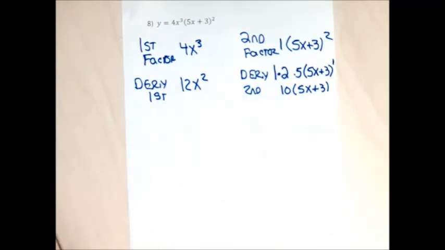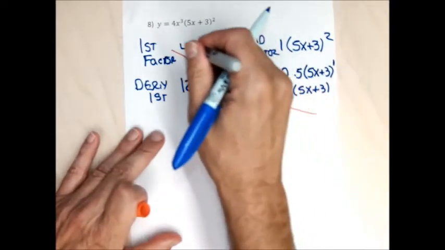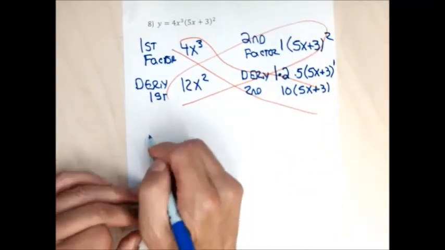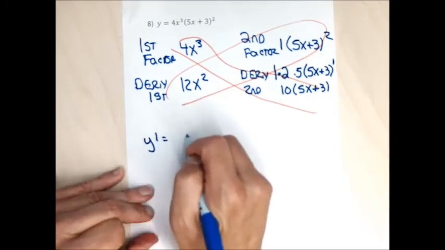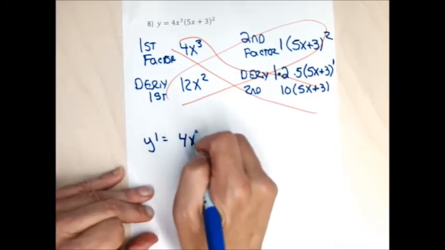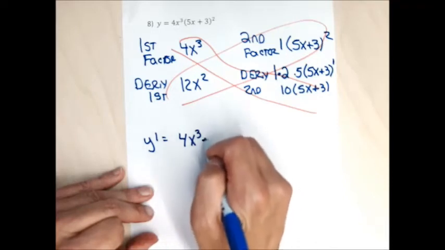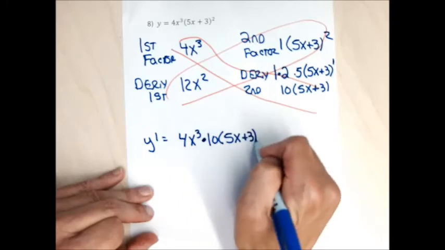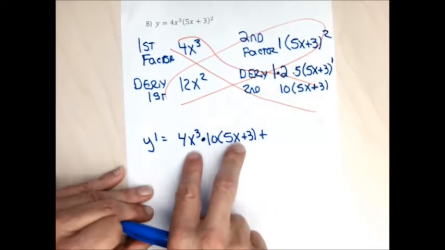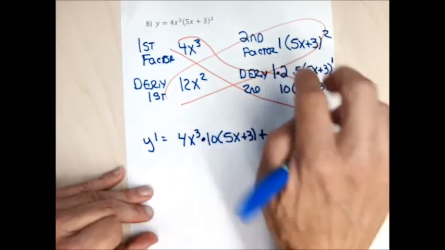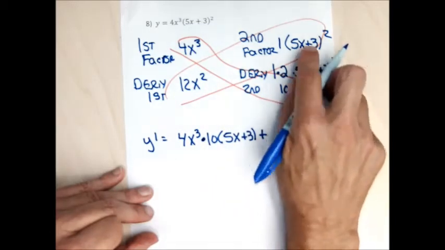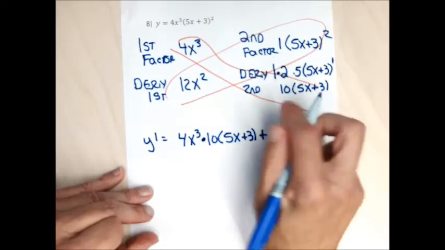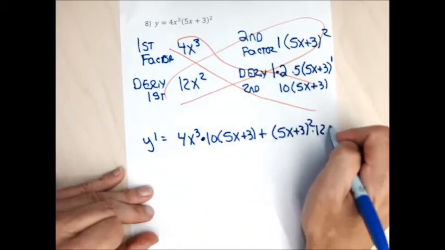So now I'm going to use the product rule. I'm going to multiply, put a plus sign between for my derivative. So y prime is first factor, 4x cubed, times derivative of the second factor, times 10 times 5x plus 3, plus, I probably could have written that backwards, it probably would have been better, times second factor, I'm just going to say 5x plus 3 squared, times the derivative of the first, which is 12x squared.